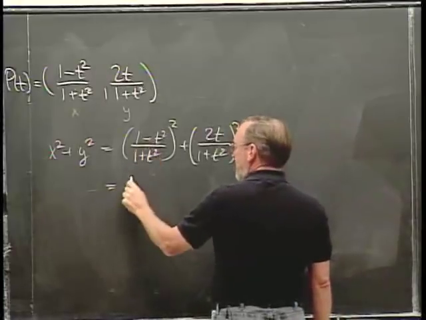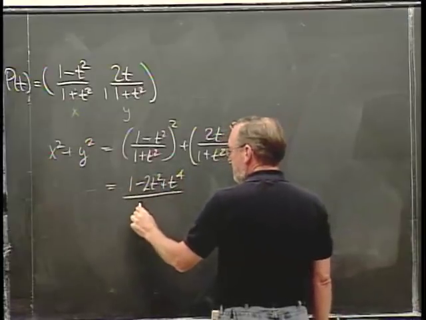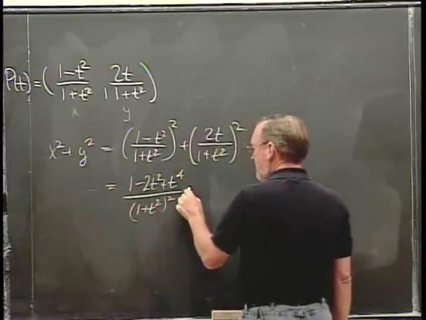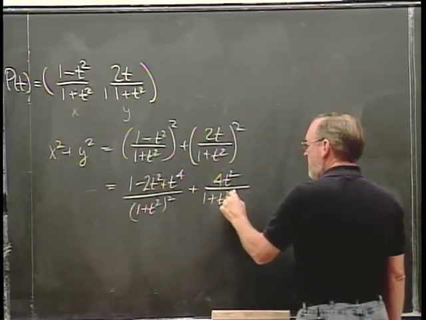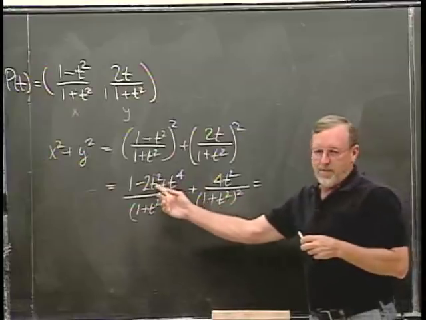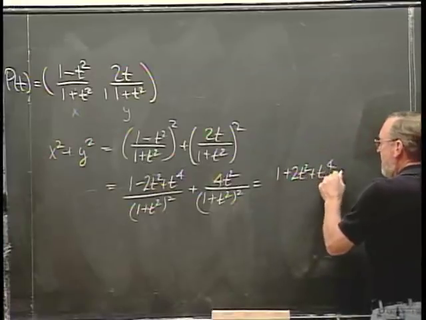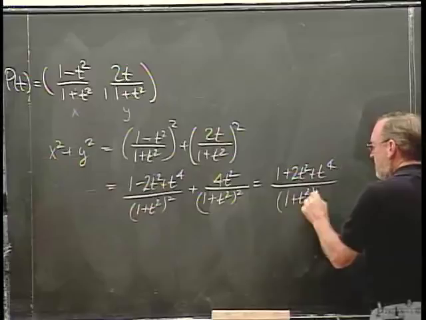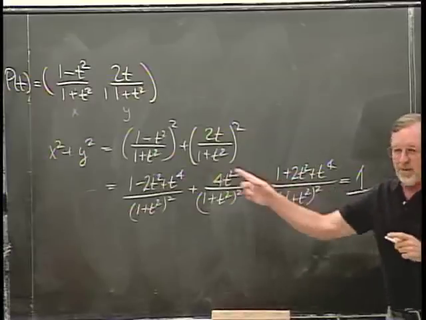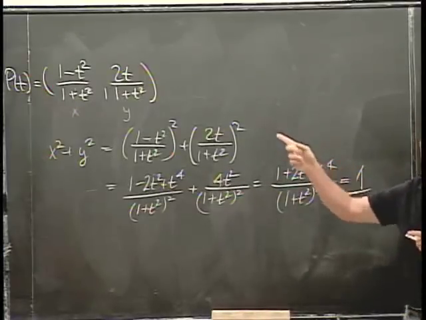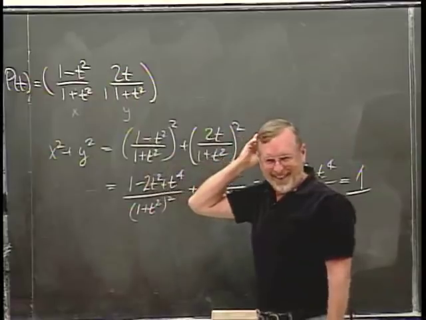Which is, let's square this out, 1 minus 2t squared plus t to the fourth, all over 1 plus t squared, squared, plus, square that, 4t squared over 1 plus t squared, squared. And on the top, you add them up, you get 1 plus 2t squared plus t to the fourth, all over 1 plus t squared, squared, and that is 1. So x squared plus y squared always happens to be 1. What is that curve? It's a circle of radius 1. Sure doesn't look like it, does it?